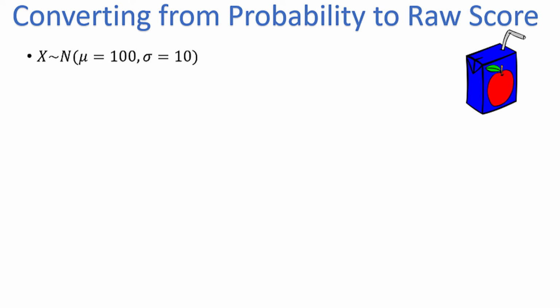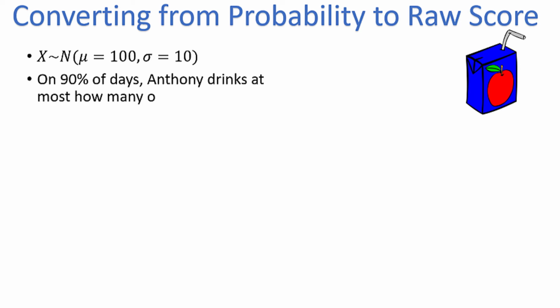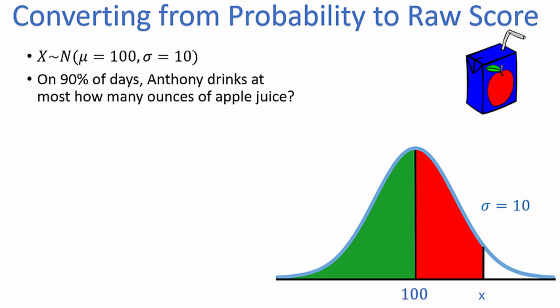We can also go backwards and translate from a probability back into the raw score, in our case, ounces of apple juice. For example, on 90% of days, Anthony drinks at most how many ounces of apple juice? Notice that this question has given us a probability, 90%, and wants us to find the corresponding ounces of apple juice. So again, it's helpful to draw the graph. We want the value x such that Anthony drinks less apple juice than x on 90% of days.